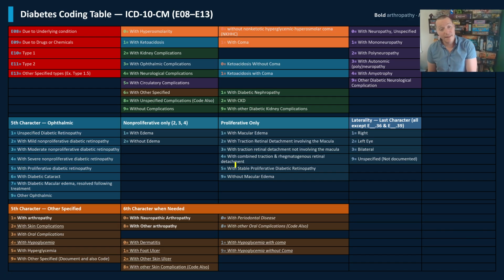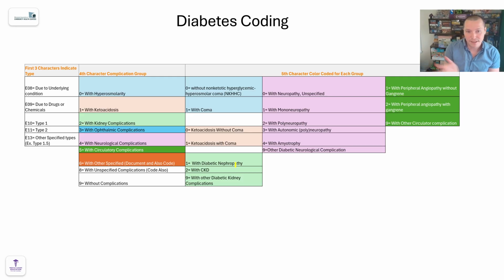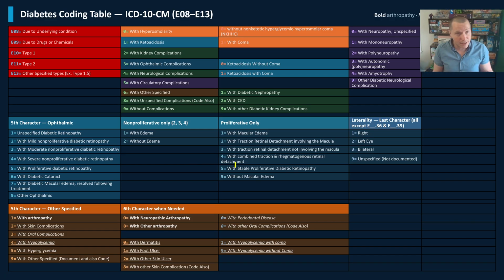I have a table like this to review for how it works, and then I also made a grid for how it works. Diabetes is very important, so I just wanted to give multiple options for how each different brain type works. But basically how our diabetes will work is the first 3 characters is where we'll find the type of diabetes. Next, the 4th character is where we'll find the "with" guidelines, and then I have it broken down by color coding for where it would go. For with or without coma, in this case, a very common one you'll see is E11.2 with kidney complications, and then we'll go into with CKD. It's as easy as that.